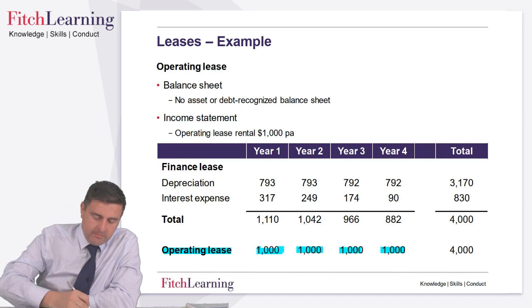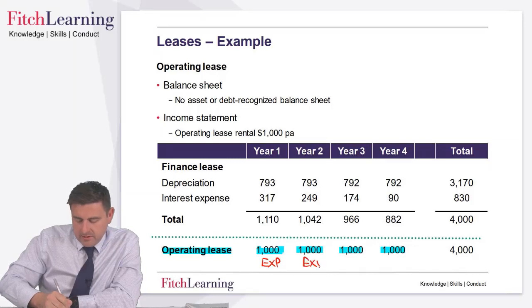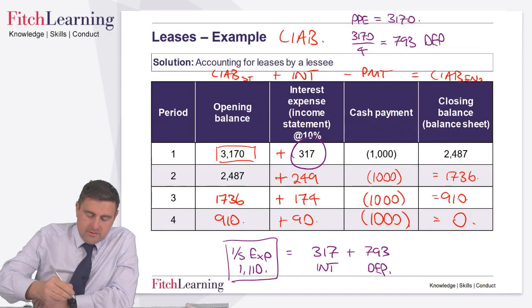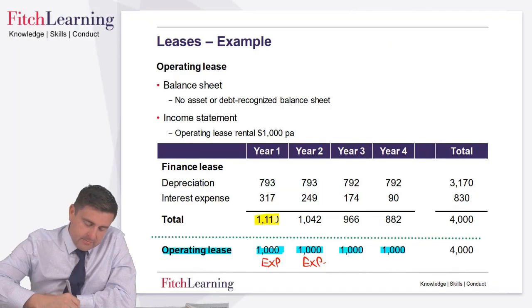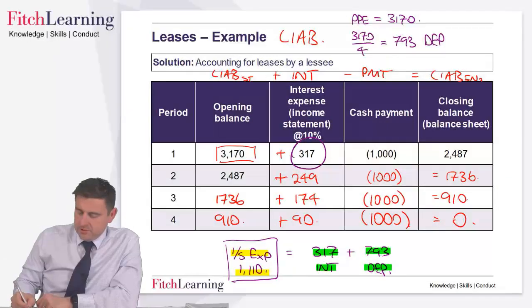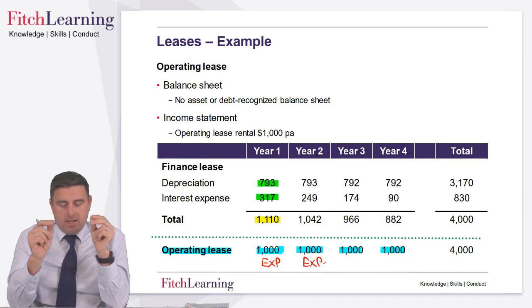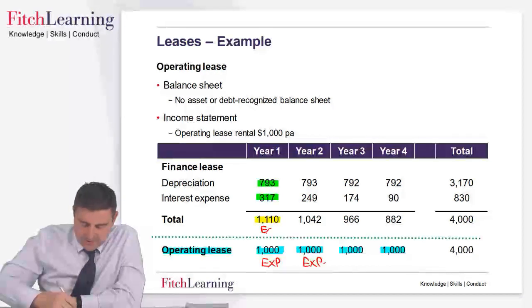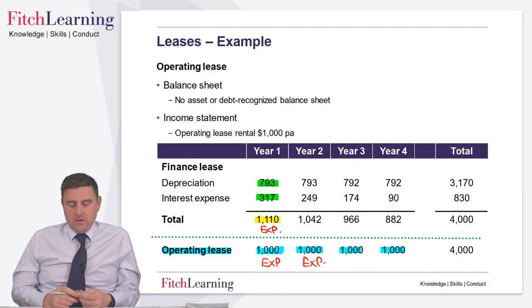No other accountancy treatment other than just to expense, expense, expense through the income statement like that, right? And we just said a second ago, the total income statement expense under a capital lease is 1,110. That's that number there. It's made up of two components. You've got the interest and the depreciation, which if you combine the two, 793 and 317, the 1,110 as an expense through the income statement is greater than the 1,000 expense. So therefore, which of these two policies is going to create a lower profitability in that first year? Well, the financing lease has a greater expense, therefore lower profits.